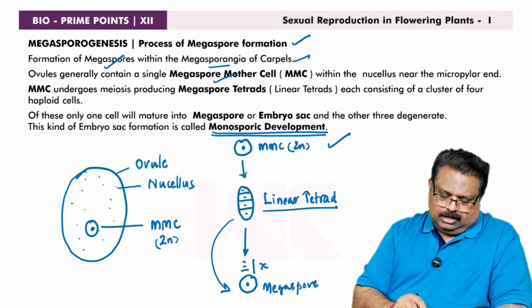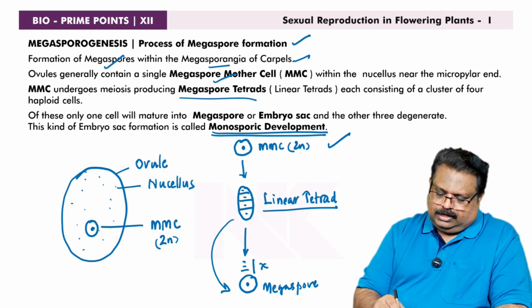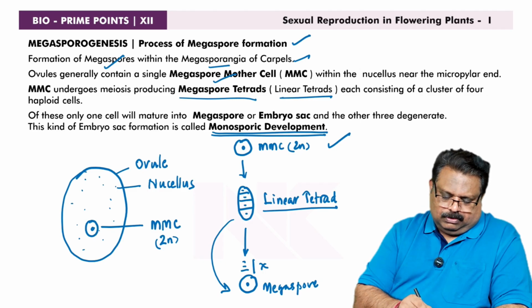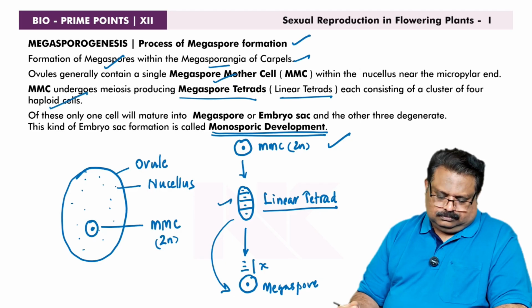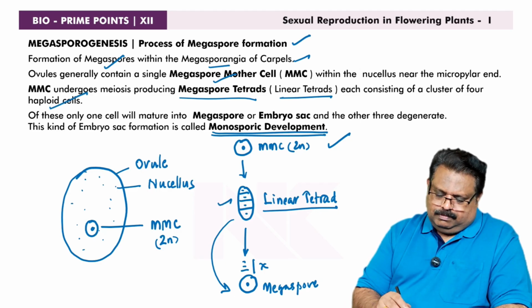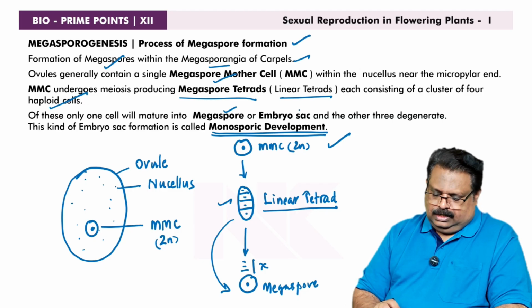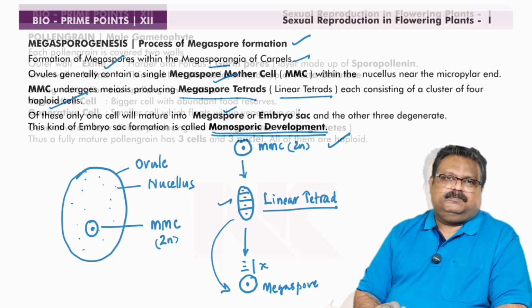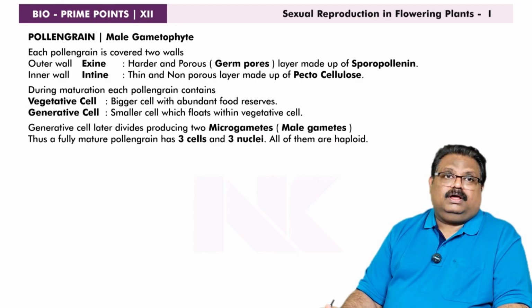So here, MMC undergo meiosis producing megaspore tetrad or linear tetrad, each consisting of a cluster of 4 haploid cells. Of these, only one cell will mature into megaspore or embryo sac and the other 3 degenerate. This kind of embryo sac formation is called monosporic development. The next prime point is pollen grain. Pollen grain is the male gametophyte.